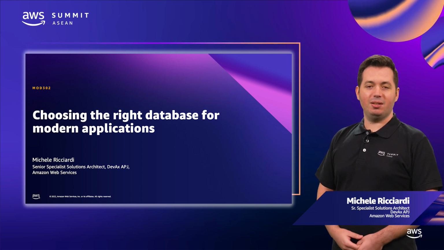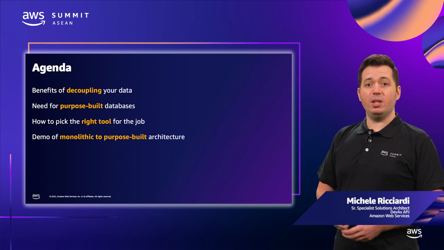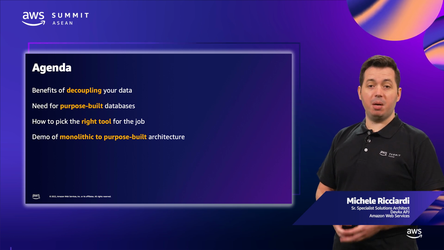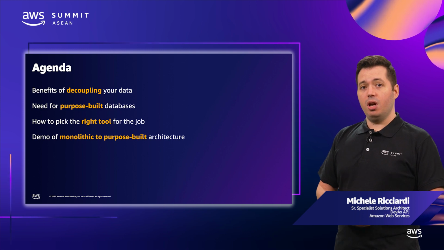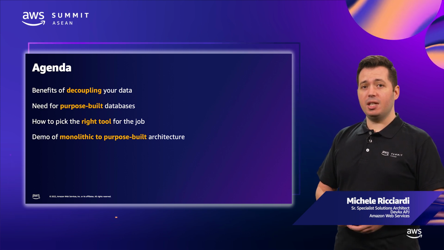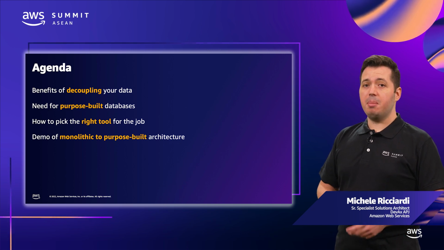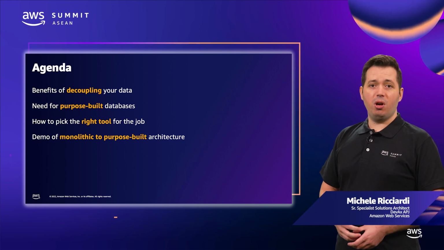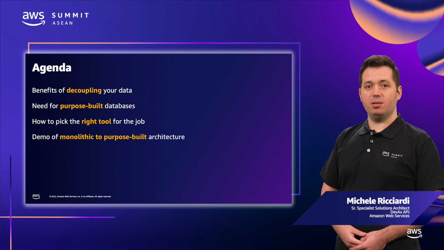In today's agenda, we will first cover what are the benefits of decoupling the data and why there is a need of using purpose-built databases. Then I will use a fictional workload to show you the process of decomposing a monolithic application into microservices and how to pick the best database for each use case. And lastly, I will show you a demo of a decomposed application and compare it with the initial monolithic application.